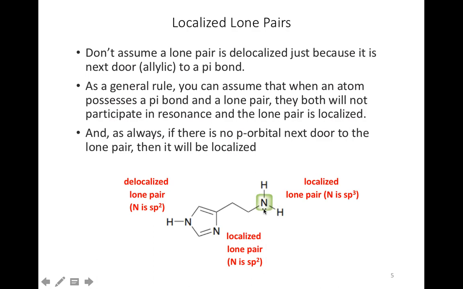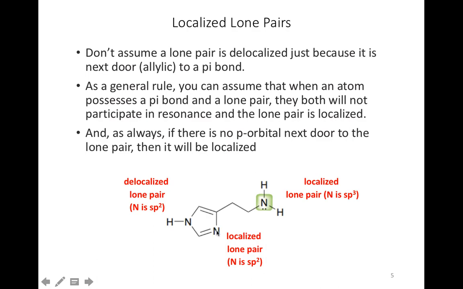They only drew the lone pair on this nitrogen, right? But both of these nitrogens are neutral. They both have 3 bonds. To be neutral, they must also have 1 lone pair. So this lone pair is not adjacent to any p orbitals, and so it's going to be localized. And this nitrogen would be sp3 like we'd normally predict.